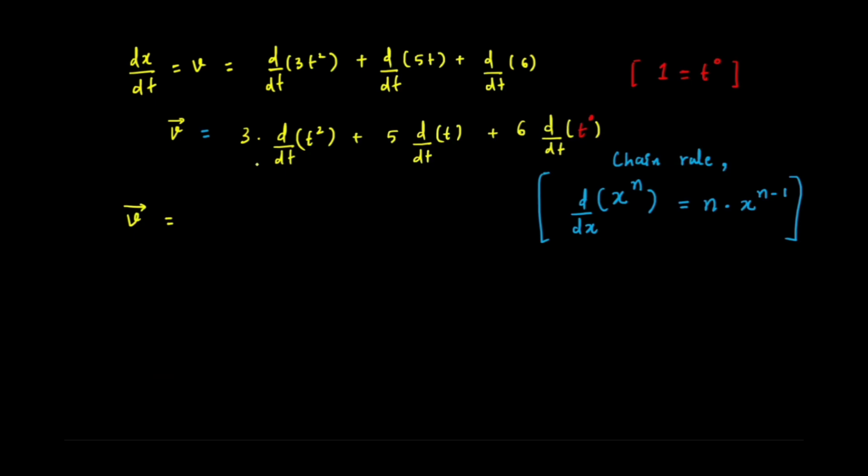So velocity is going to be 3. Now this t has power 2, so 2 will come out and I can write here t to the power 2 minus 1. Similarly, 5, this t has power 1, so 1 will come in front and I would write t to the power 1 minus 1, plus 6. Now this t has power 0, so 0 will come here. So what is the equation of velocity? What did we get here? Tell me.